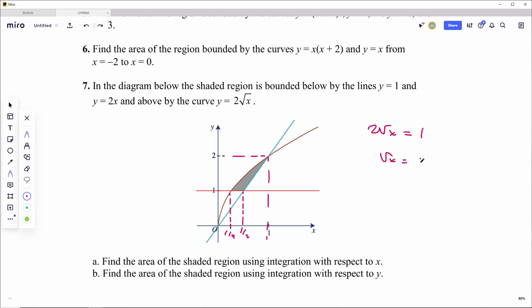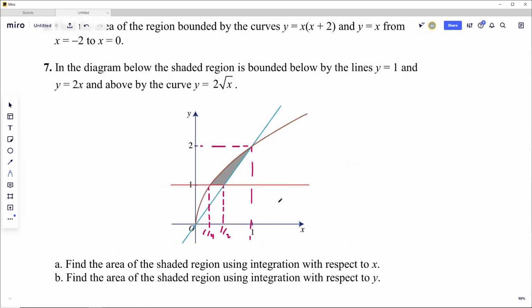Half? Yeah. And then square root, so square this to get rid of the square root, so 1 over 4. And this is actually how we got the points. So anyways, it might have been a waste of time, but you know, always wanted to double check.